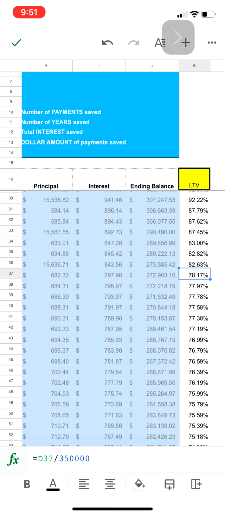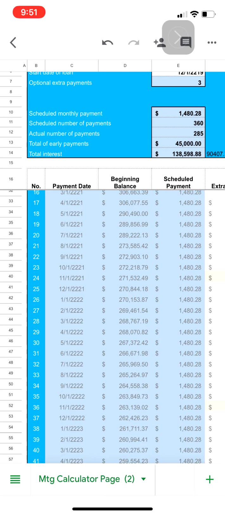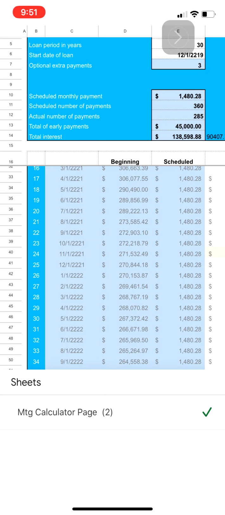By the 37th payment, I get to 20% equity in the property, which I could get an appraiser to come out and appraise my house, get a line of credit, and they'll give me up to 20% of the appraised value of the house. So powerful stuff.